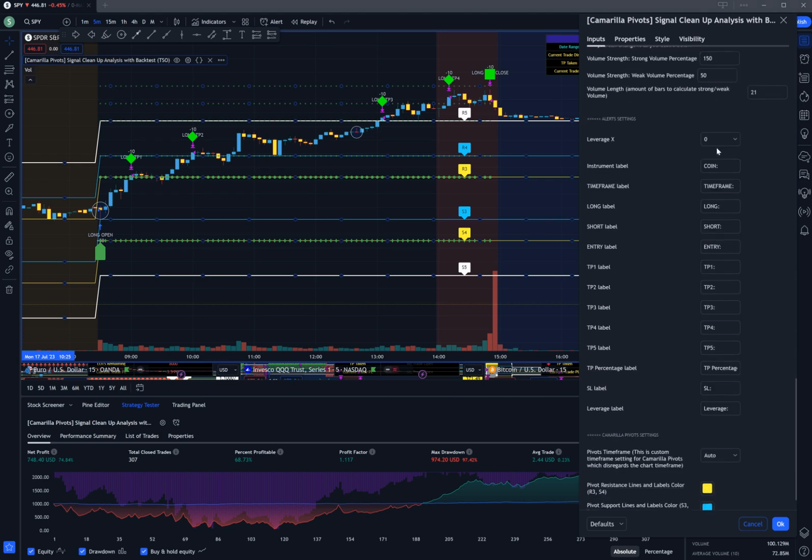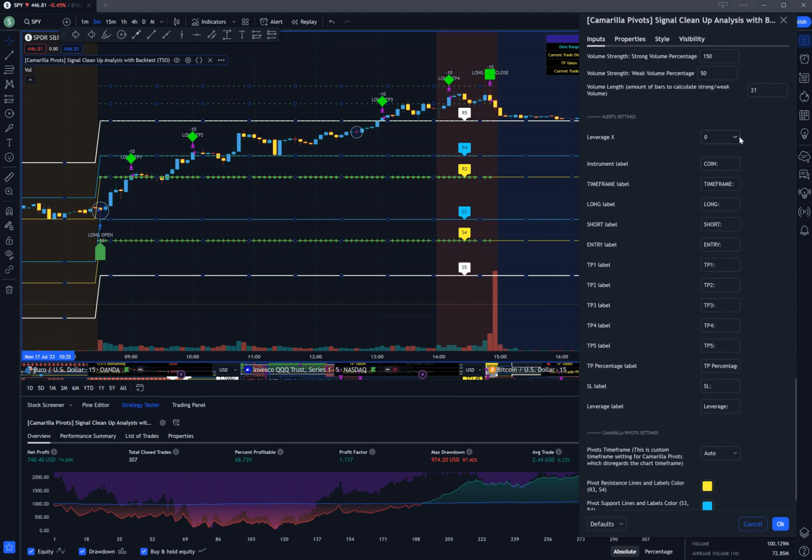Now below is your alert setting, which you don't have to touch really unless you're trying to automate this somehow. Send a webhook.